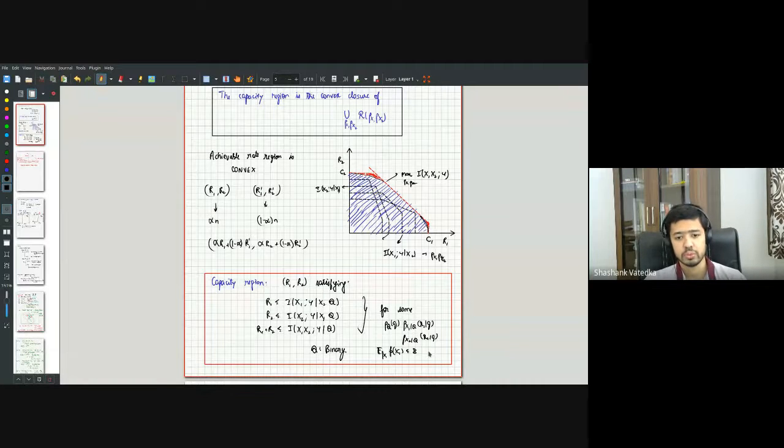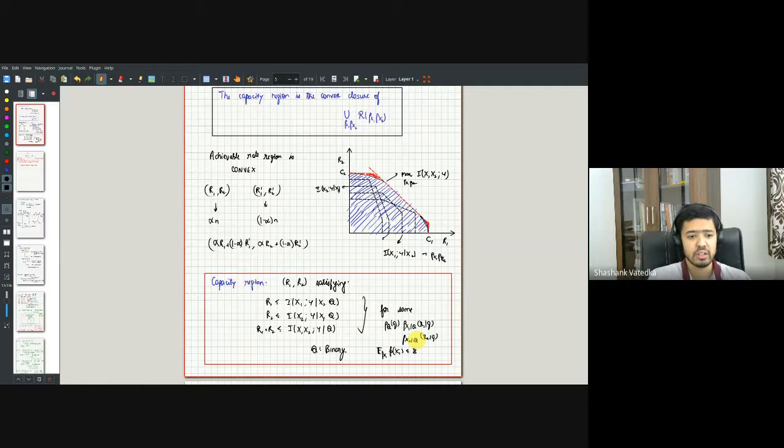So we saw that the capacity region is the set of all rate pairs which satisfy the following inequalities. You have three mutual information quantities: the conditional mutual information between X1 and Y given X2 and Q, X2 and Y given X1 and Q, and X1, X2 and Y given Q. If R1 and R2 satisfy these three inequalities for some joint distribution P_Q, P_{X1|Q} and P_{X2|Q}, then that rate pair is achievable.